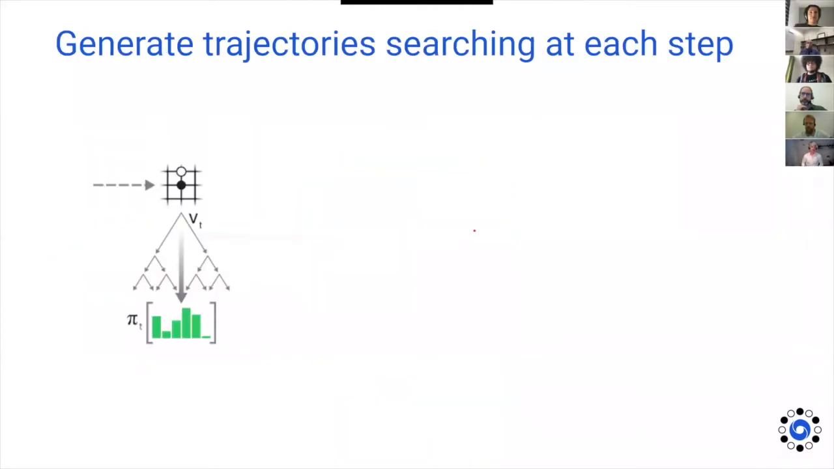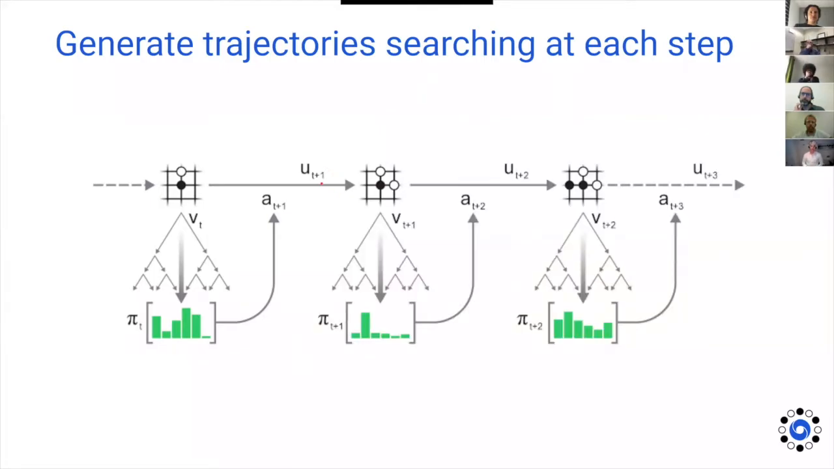Once we have this algorithm to search in one position, we can also use this to generate whole trajectories. So we run the search in the state, we obtain some search policy pi, and from this we can sample, we can select an action. We apply this to the environment. We observe some reward u as we transition. And then we can just repeat this process until we terminate the episode and we have generated a whole trajectory.